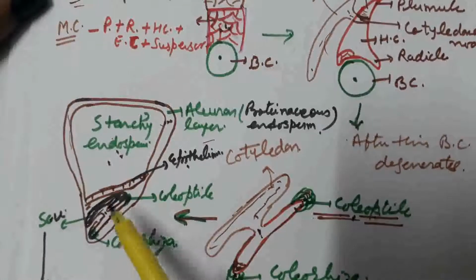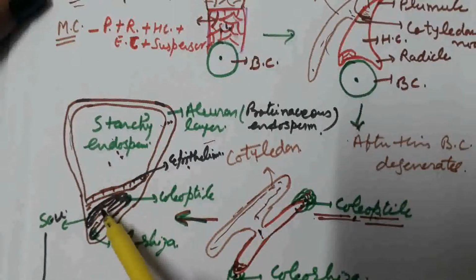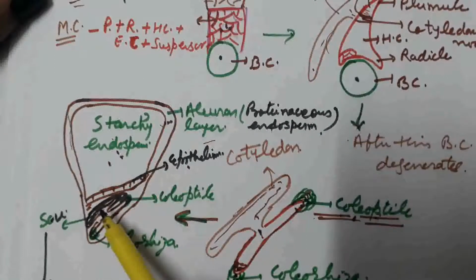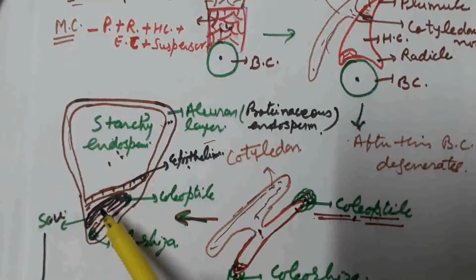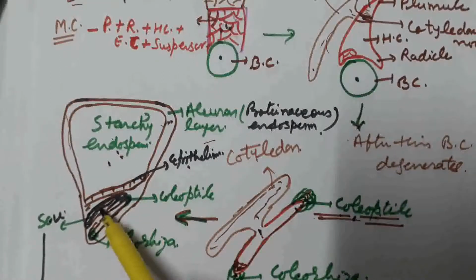What happens as the scutellum or cotyledon is thin and papery, there is no reserve food. The function of cotyledon in case of dicot embryo is that it supplies nourishment to the developing embryo. But in case of monocot, the scutellum or cotyledon has no reserve food material, it is papery. Then what is the function of this?